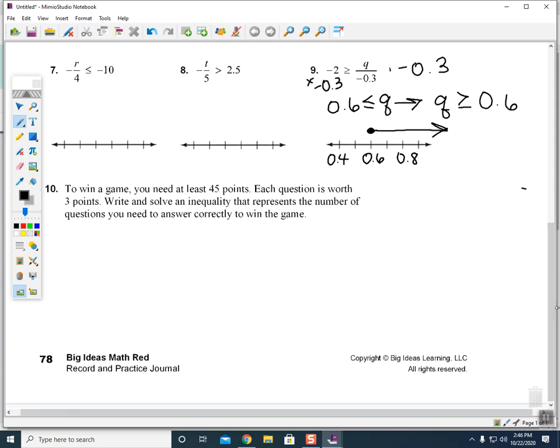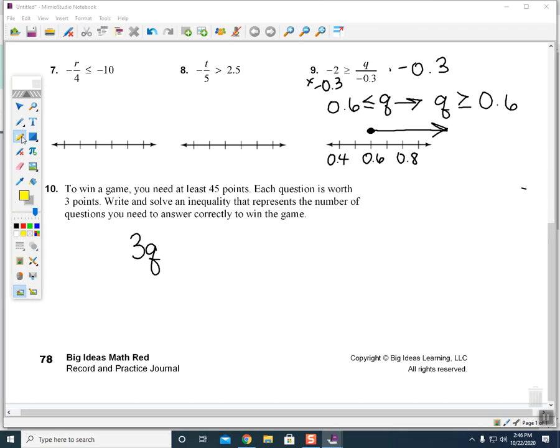To win a game, you need at least 45 points. Each question is worth 3 points. Write and solve an inequality that represents the number of questions you need to answer correctly to win the game. So I know that every question is worth 3 points. So I have 3 points times however many questions I have. So I'm going to use Q for questions. 3 times however many questions.